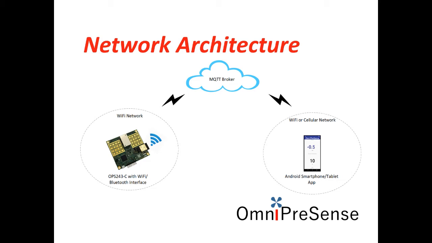It does this by publishing the data to an MQTT broker, and the app is listed as a subscriber to the published data. In the reverse direction, the app can send commands to the radar sensor via the MQTT broker to change the sensor configuration.